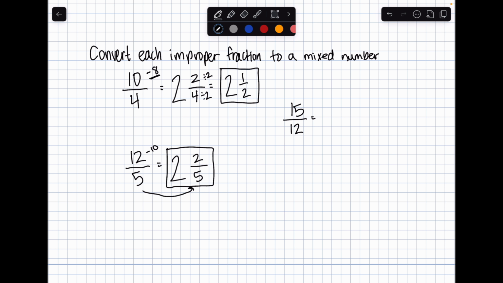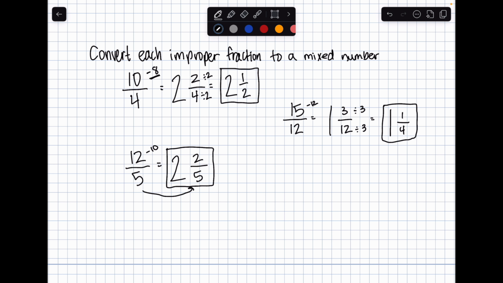And over here I've got 15/12. So I know I can take one group of 12 out of that, and I'm going to be left with 3/12. And this is kind of like that first problem. I can also simplify this a little bit further. 3/12 can be divided by 3. So I'm going to get 1, and 1/4 is my final answer.